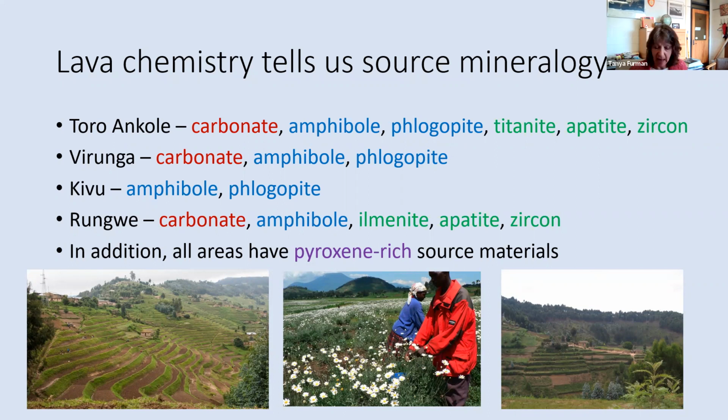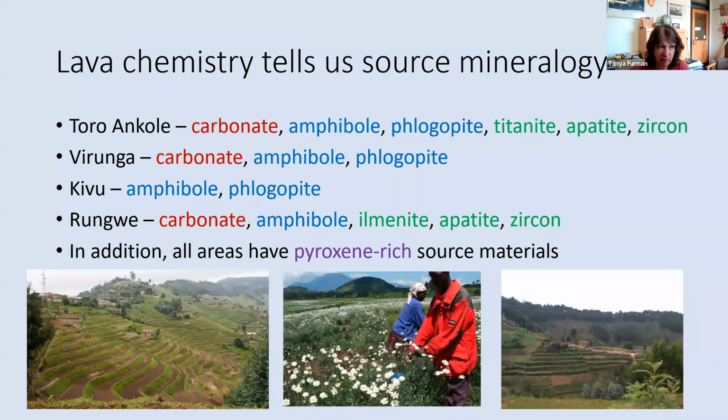We can play games and look at the individual elements, because every mineral likes specific elements. And so we can tease it apart. And when we do that, we find that in the Toro Ankole region, we have really strong evidence that there's a big carbonate influence. We knew that from seeing the CO2 explosion craters. We know that there are amphibole and phlogopite, which are two dark minerals that have water in their structure. So again, carbon dioxide and water.